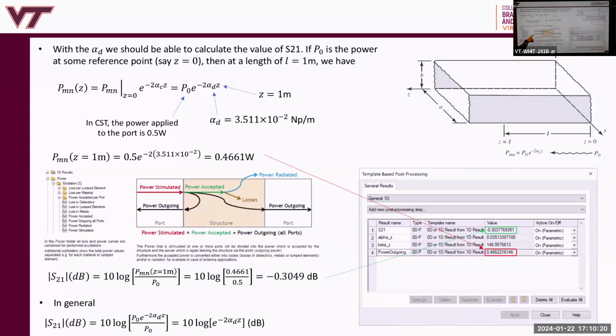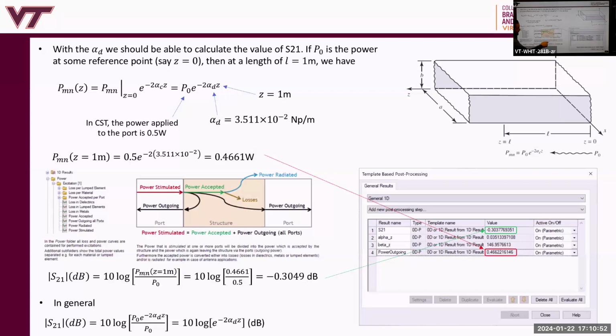Here's from CST's help guide. It has various powers that it calculates when you do simulations. One is called the power stimulated. That's P0. It sends 0.5 watts into the port. Then the port might not be perfectly matched, so you might reflect. Not only do you reflect, but some power could come back out from the other port if you don't absorb it well. Power accepted is 1 minus gamma squared. Then the power accepted could be radiated or lost throughout the waveguide.